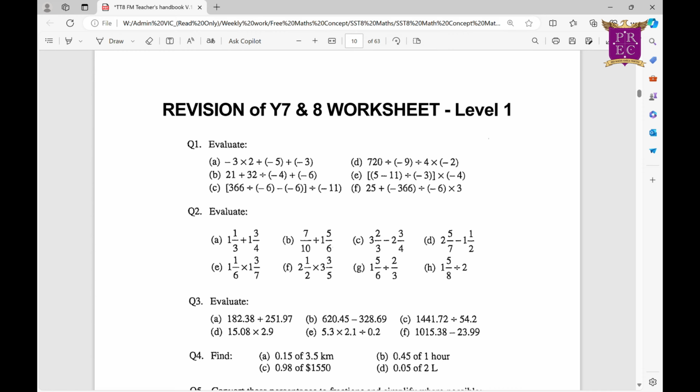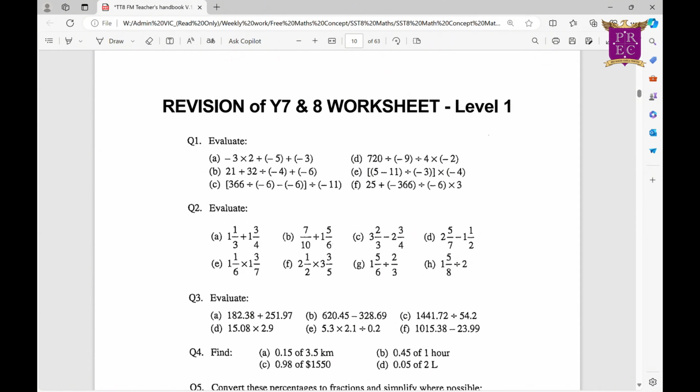So what we do first is, I'll just show you what you need to follow. You need to follow BIDMAS: brackets, indices, division, multiplication, addition and subtraction. Okay, this is the order that you need to follow.